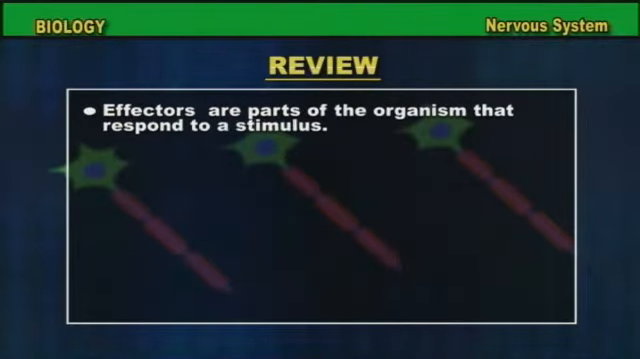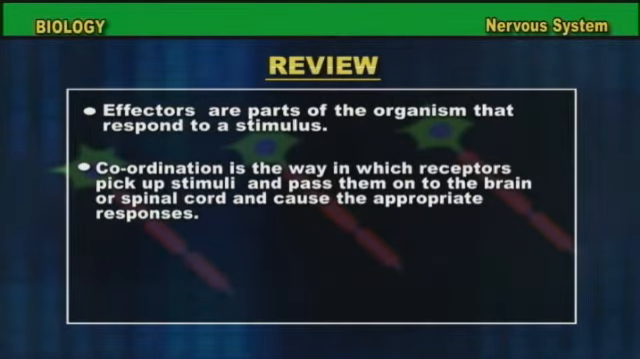Effectors are parts of the organism that respond to a stimulus. Coordination is the way in which receptors pick up stimuli and pass them on to the brain or spinal cord and cause the appropriate responses.